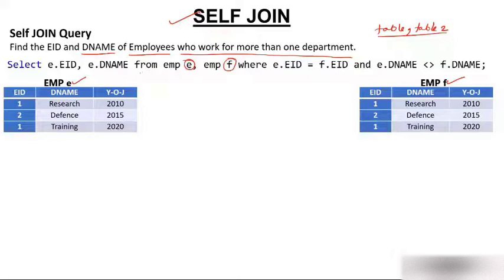I want to find the employee ID and department name of those employees who are working with more than one department. Okay. I can clearly see that employee ID 1 is working with research and also employee ID 1 is working with training. But you cannot find it like this. You need a self join. So how do we do it? Let's see the query.